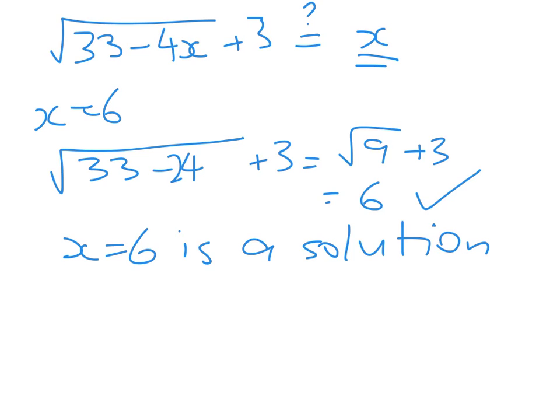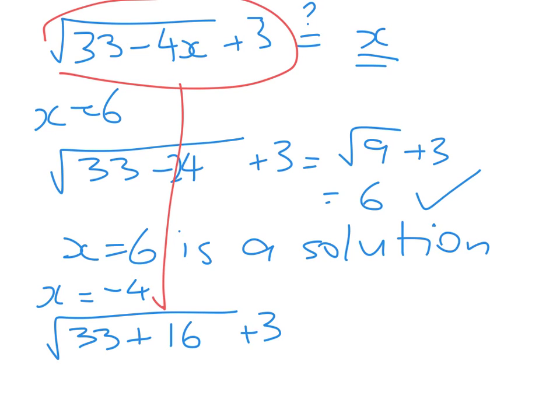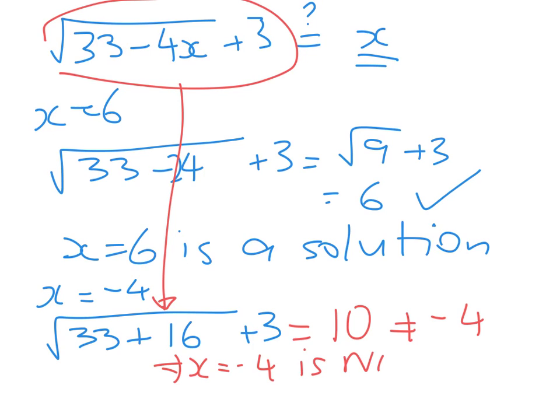Now we're going to do the same thing with x equals negative 4. And we're going to see that it all goes bad. So 33 plus 16 plus 3, right, which is substituting that into the right-hand side of the equation, gives me square root of 49. 7 plus 3 is 10, which is not equal to negative 4. So x equals negative 4 is not a solution.